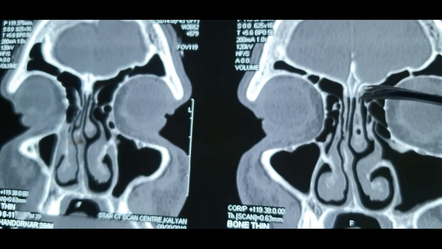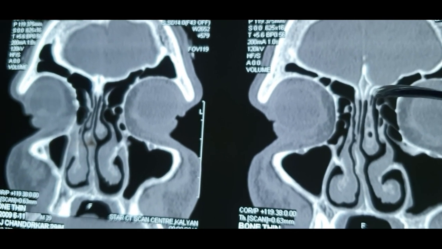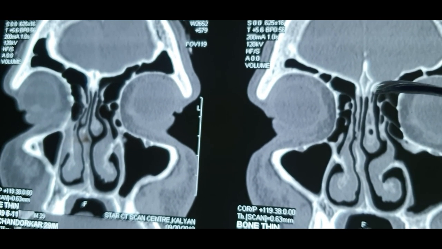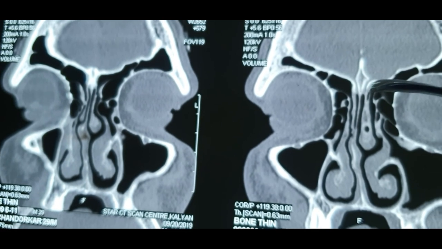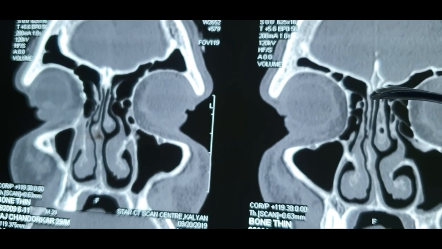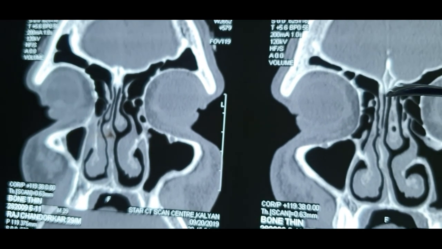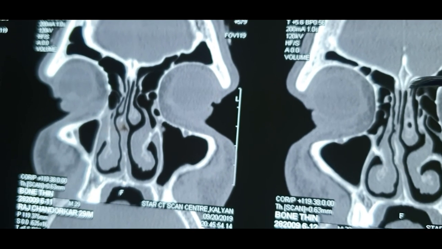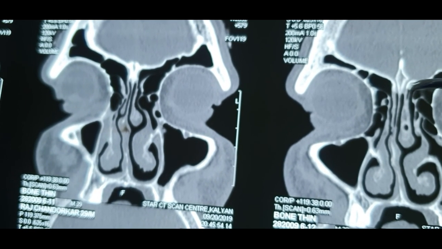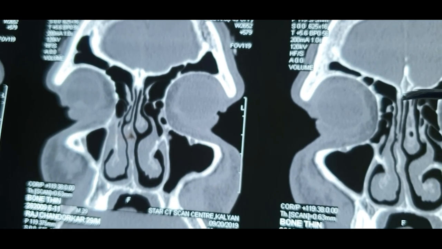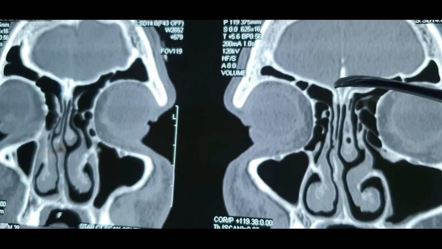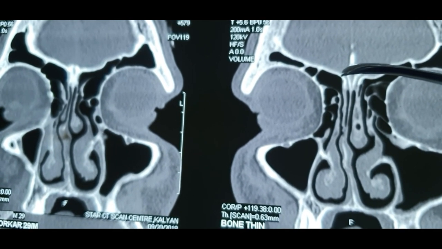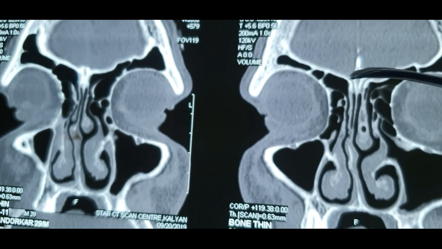Now the level, or you can say the height or the length of the lateral lamella. This is the lateral lamella. The vertical height in relation to the base of the cribriform plate. See, this is the skull base, and this is the vertical level of the lateral lamella. Depending on the depth of this, a surgeon named Keros gave a classification of the depth of the olfactory fossa.